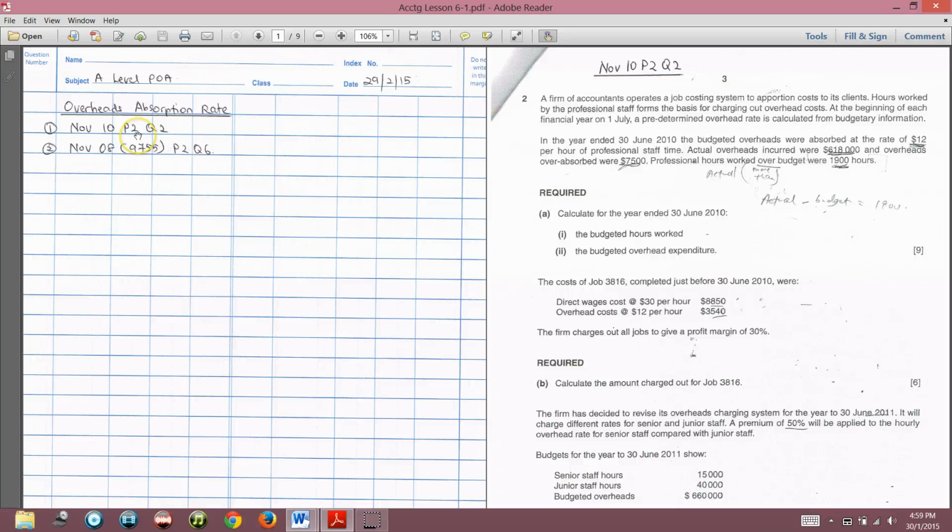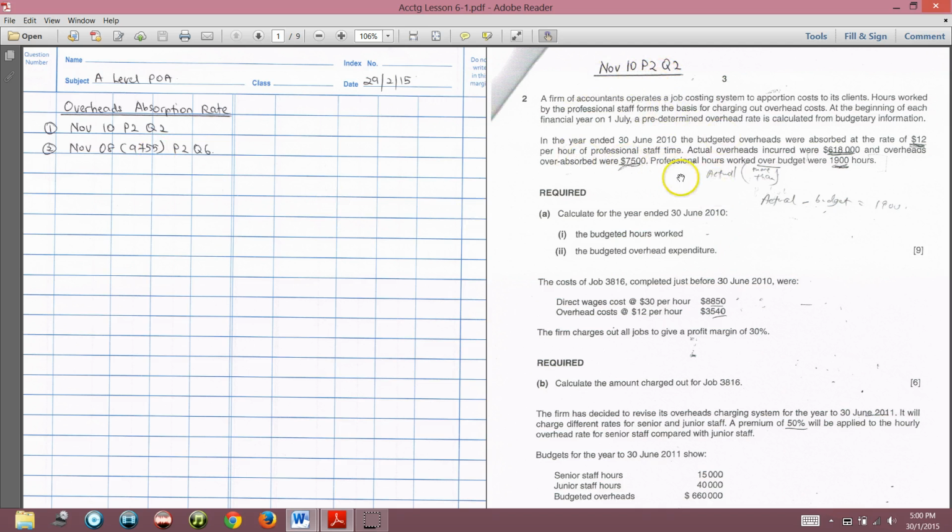Okay, now I'm going to show you how to do these two questions. Have the question paper in front of you. After I show you, you should do it yourself. Try the question yourself again. Okay, so this question came out in November 2010, paper 2, question 2.